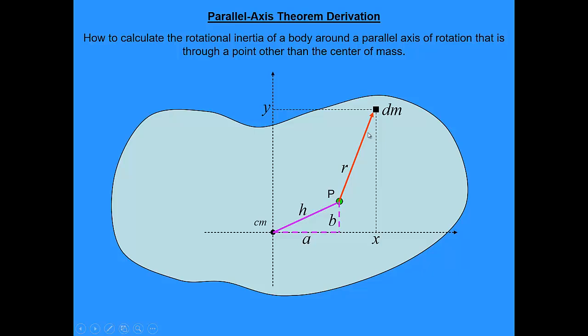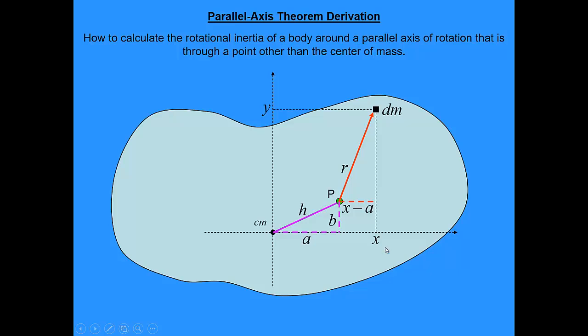Now, the little mass increment is a distance we shall call little r away from the actual axis of rotation. Right, like we've been using. Little r is the distance from the axis of rotation to our mass increment. We can break little r up into horizontal and vertical parts, which is going to be something we're going to need for the proof. Okay, so here's the horizontal part of r. Well, what is that? Well, notice that the whole thing here is x, right? And this part of it is a. So what's that part? Yeah, it's x minus a.